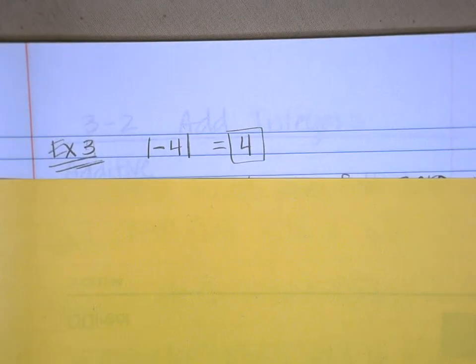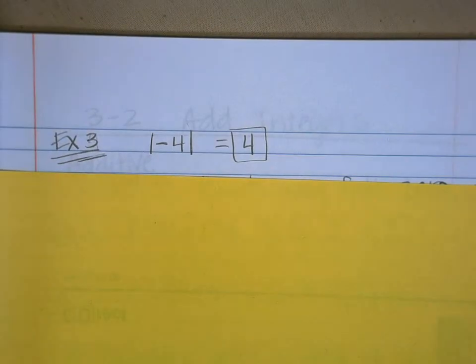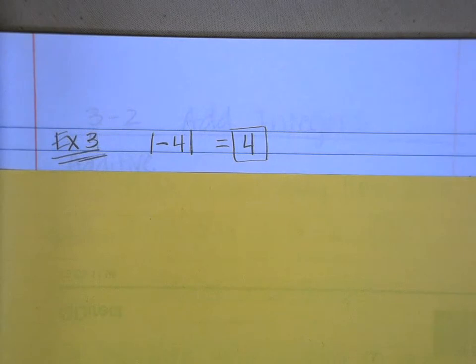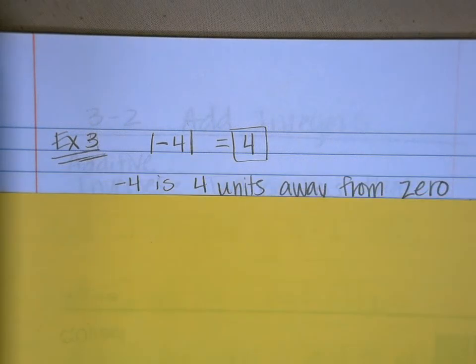Example 3, which you guys can see. The bars, we write the bars. The absolute value of -4 is 4. Easy one, right? Absolute value of -4 is 4, because -4 is 4 units away from 0.